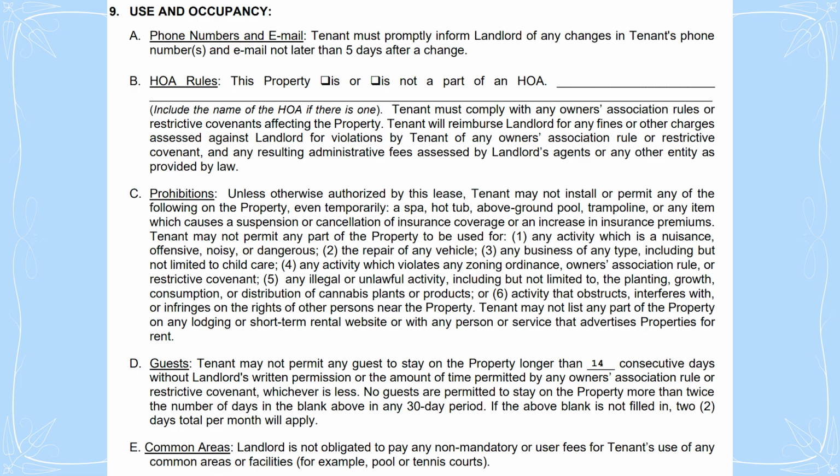You are more than welcome to have family come and visit for up to 14 days without notifying our office. If it's going to be more than 14 days, please let us know. Some properties will be in a homeowners association. If this is so, we will let you know.